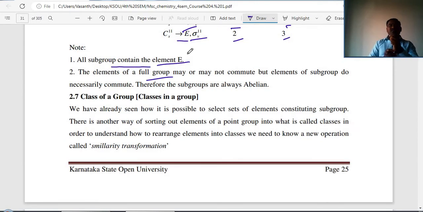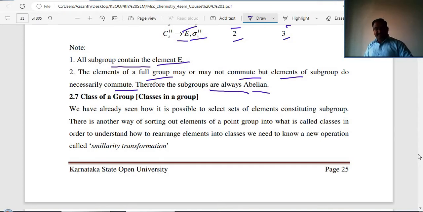The elements of a full group may or may not commute, but the elements of its subgroups do necessarily commute. Therefore, subgroups are always abelian.